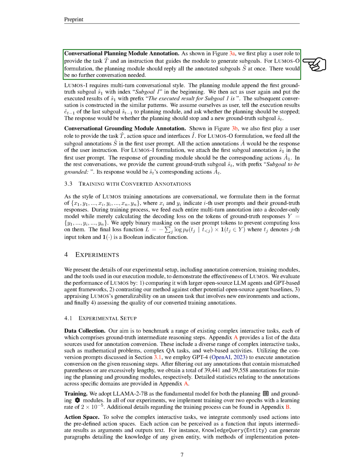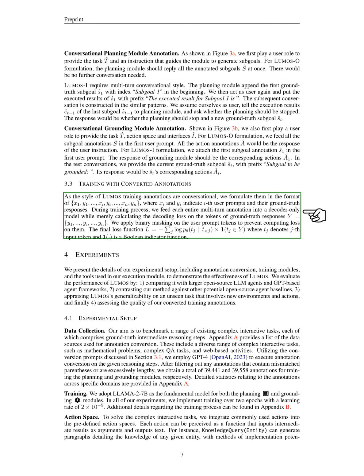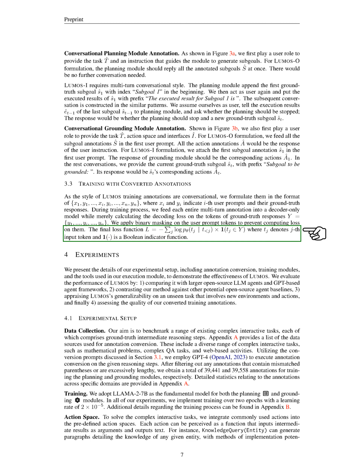As the style of LUMOS training annotations is conversational, we format them as a series of user prompts and their responses. During training, we feed each multi-turn annotation into a decoder-only model and calculate the decoding loss on the tokens of ground truth responses. We apply binary masking on the user prompt tokens to prevent computing loss on them. The final loss function is the negative sum of the logarithm of the probability of each input token, multiplied by a Boolean indicator function, only for the tokens in the ground truth responses.